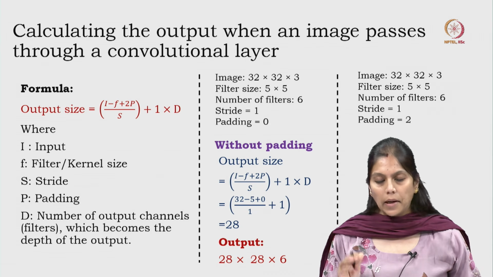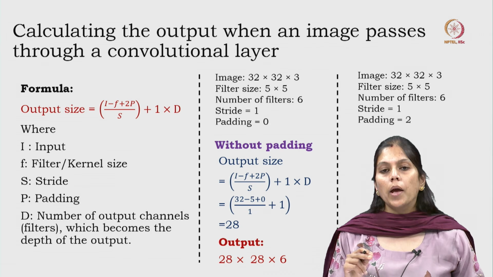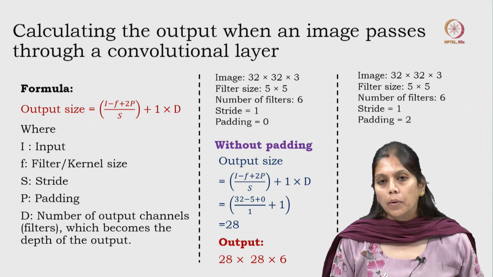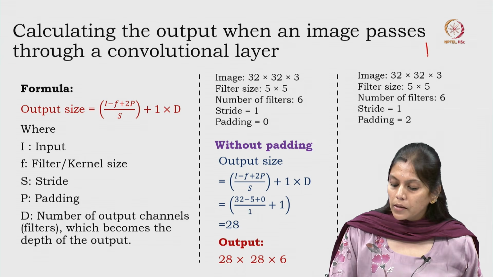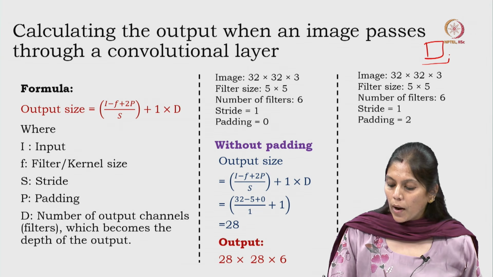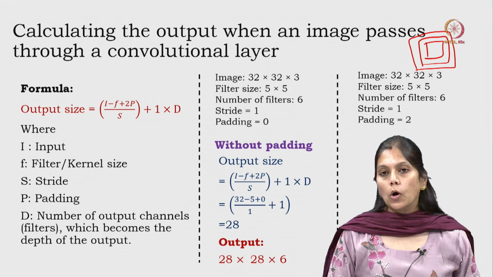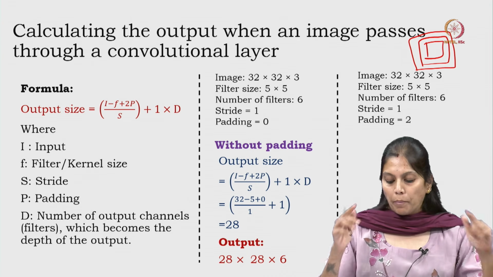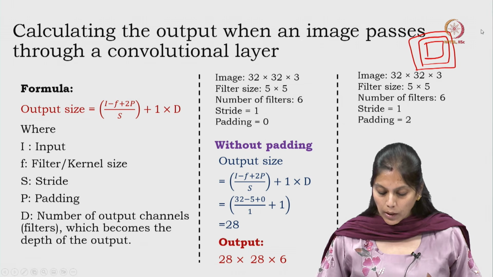Now let us take the same input, but now you are applying padding equal to 2. When I say padding equal to 2, for this input image, it is one layer and one more layer. That is the meaning of padding. There are 2 layers of padding applied, that is what padding equal to 2 means.